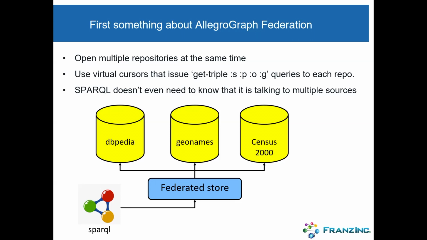Yeah. So in AllegroGraph, I think it's fairly unique. We can open multiple repositories at the same time as if they were one database. And then we have virtual cursors that issue get triple to each repo. Yeah. So that SPARQL doesn't even know that it's talking to multiple sources. So just for fun, say you have DBpedia and GeoNames sitting on the same machine or different machines, then I can open the database as a federated store, and then SPARQL can do queries against this federation. And SPARQL doesn't even know it's talking to 3 databases. Yeah, it will just do queries and it will get data back.